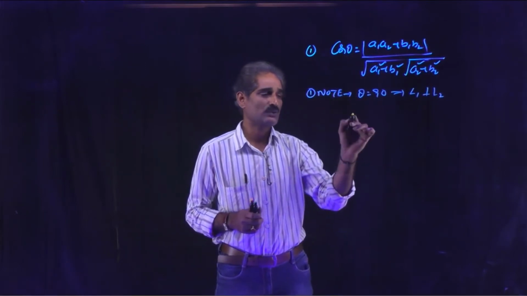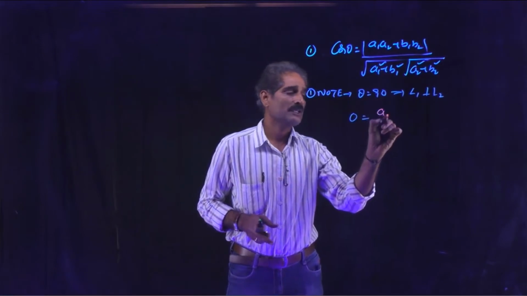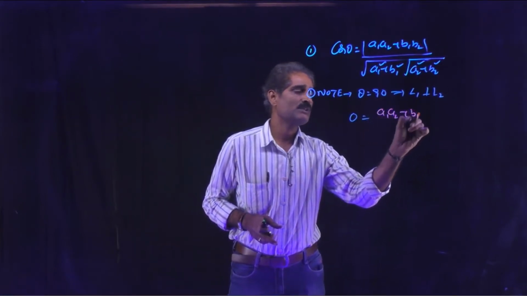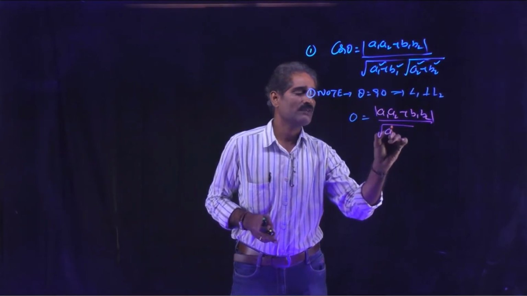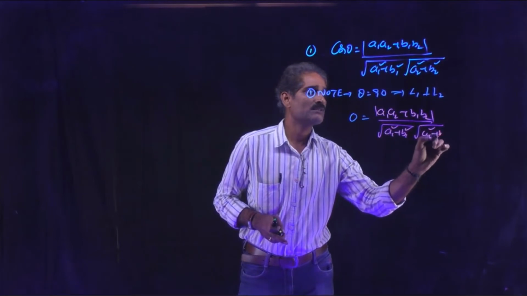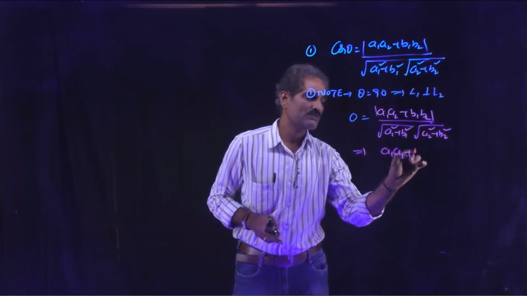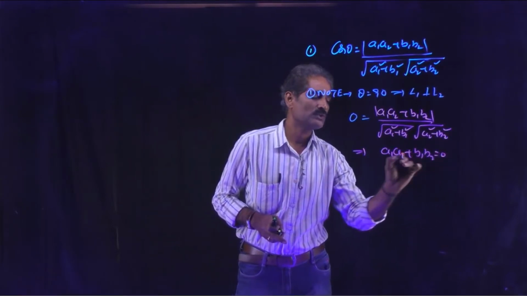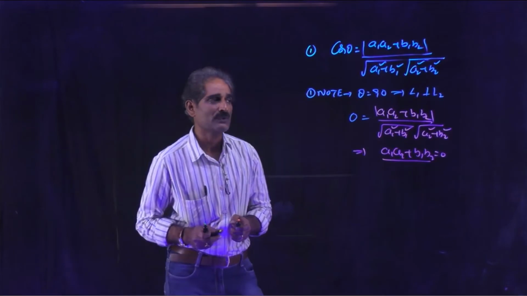Cos 90 is equal to 0. That is equal to (A1 A2 plus B1 B2) by (square root of A1 square plus B1 square) into (square root of A2 square plus B2 square). From this we can write A1 A2 plus B1 B2 is equal to 0. This is the condition for the two lines to be perpendicular.